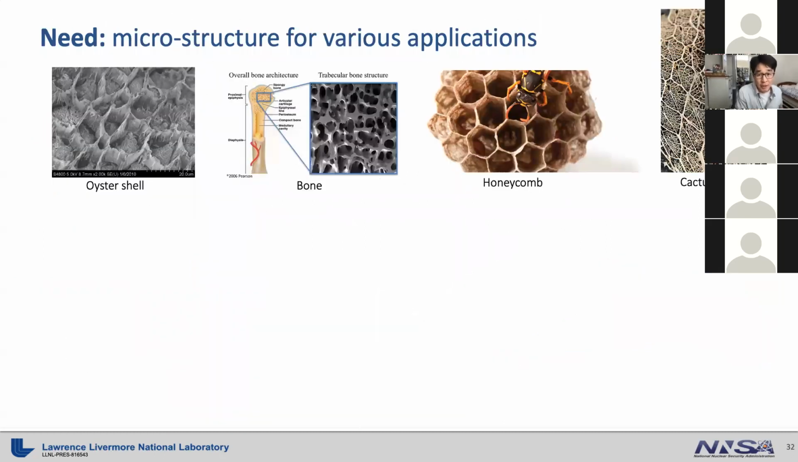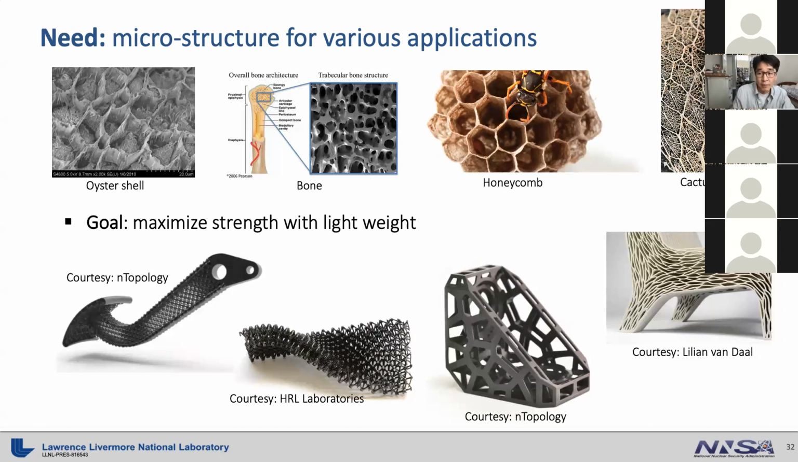Among many potential applications of component-wise reduced models, I would like to focus on microstructure design or metamaterial design, which is of great interest these days because of the advance in 3D printing. There are many microstructures found in nature, for example, oyster shells, bone, honeycomb, and cactus lattice, etc. All these are there because they can achieve the maximum strength with light weight. So many industries, labs, and universities are trying to mimic these attractive features of metamaterials by solving optimal lattice structure design problems.